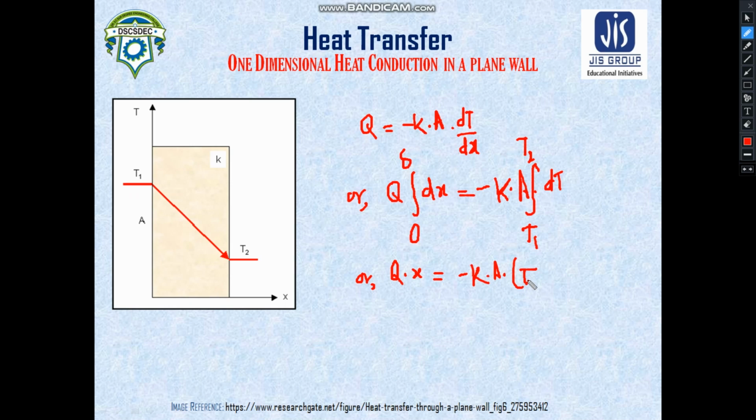T2 minus T1. Okay, I'm sorry, the limits would be delta here, because I have taken the limits of 0 to delta, but mistakenly I have written down x here. So Q will be equal to K A T1 minus T2. I am just writing in all positive terms here.